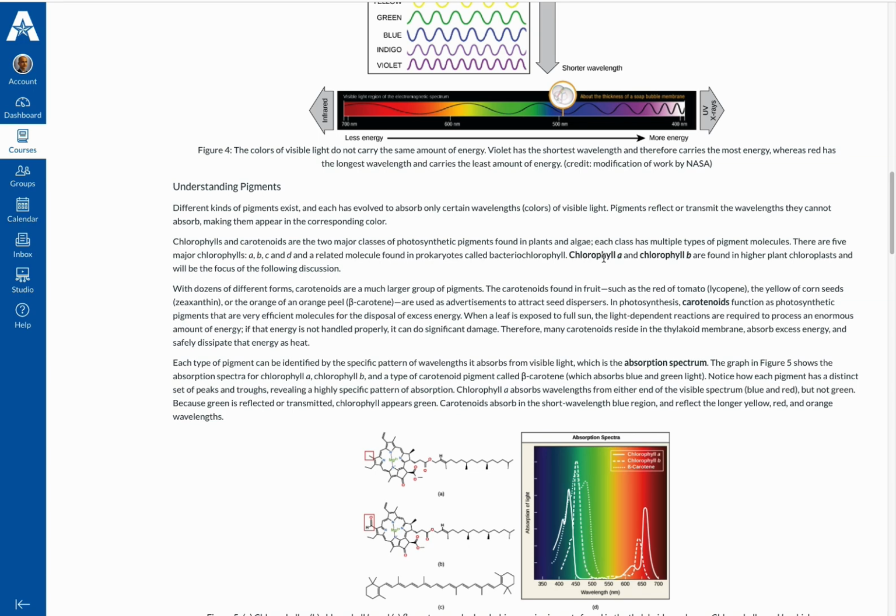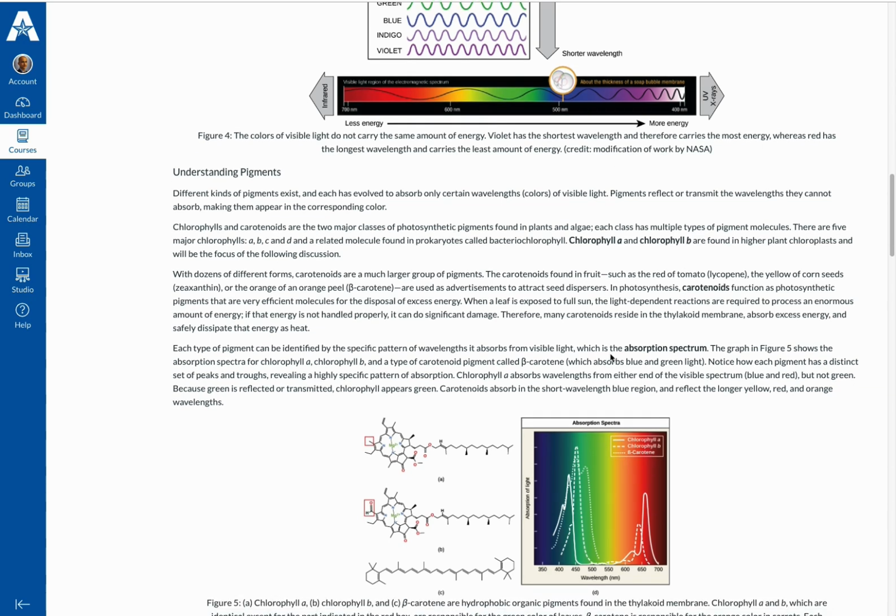So there are actually two forms of chlorophyll, chlorophyll A and chlorophyll B. Just know that they absorb different wavelengths of light. That's pretty much all you need to know. Carotenoids absorb other forms of light, like orange, like the orange of an orange peel is an example that's given. They absorb different wavelengths of light as well. And the type of wavelength that a pigment absorbs is called its absorption spectrum.